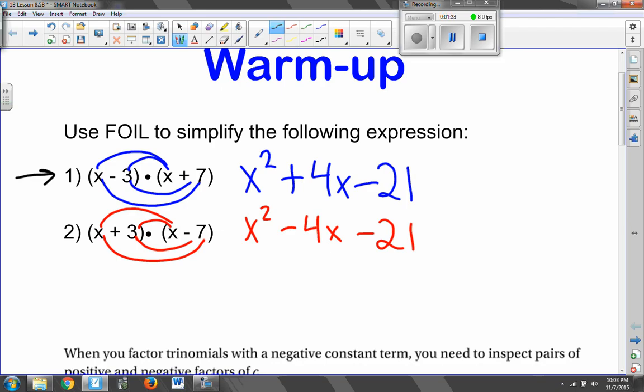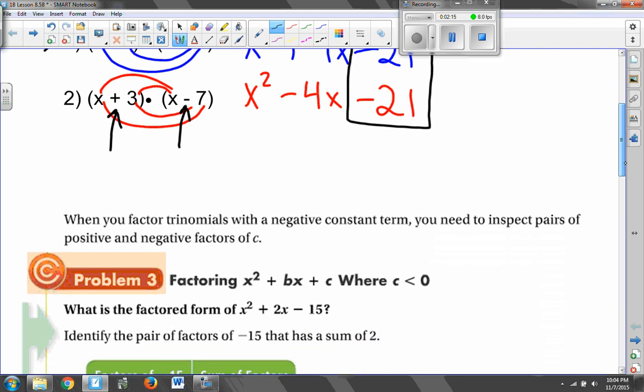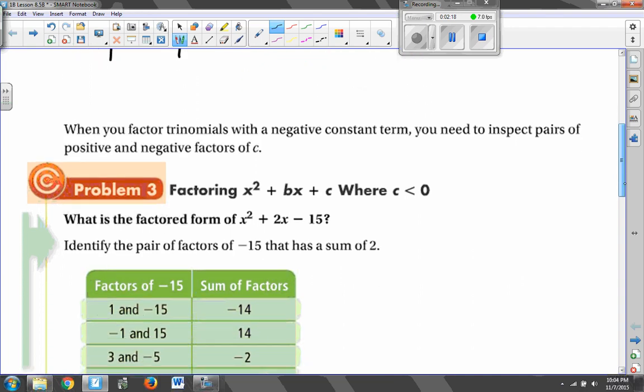Okay? What I need you to notice here is that in our problem, one of our binomial factors was x plus something, and the other was x minus something, and our answer ended up with a negative number at the end. So anytime you see a negative number at the end of your quadratic as your c value or your constant value, you know that when you factor, it needs to be x plus something times x minus something. All right, and then we will look at an example of what that's going to look like.